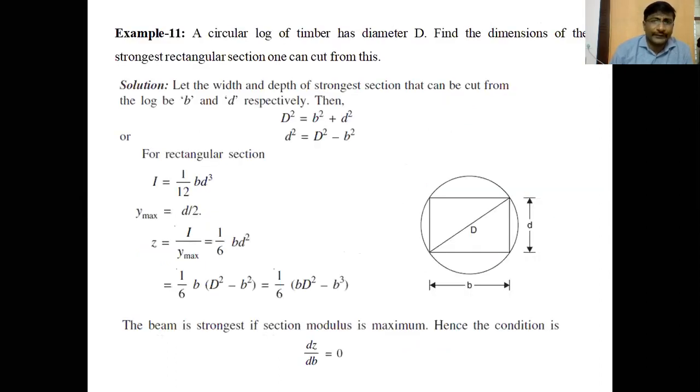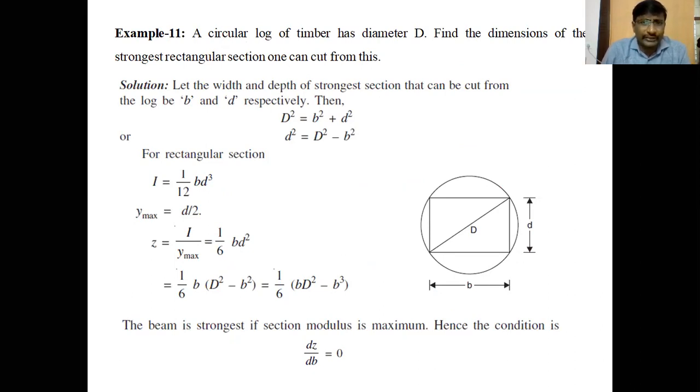Clear, students? And in this part of the unit, the bending stress part, we are solving the last problem, that is example 11. In this problem, it is purely based on the section modulus. Section modulus is denoted by Z. It is the ratio of the moment of inertia of the section to the maximum, that is the extreme fiber distance from the neutral axis, that is Y maximum. Clear, students? So I by Y maximum is the Z value.